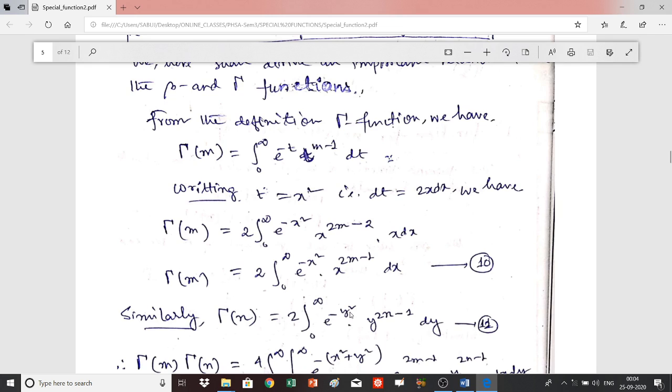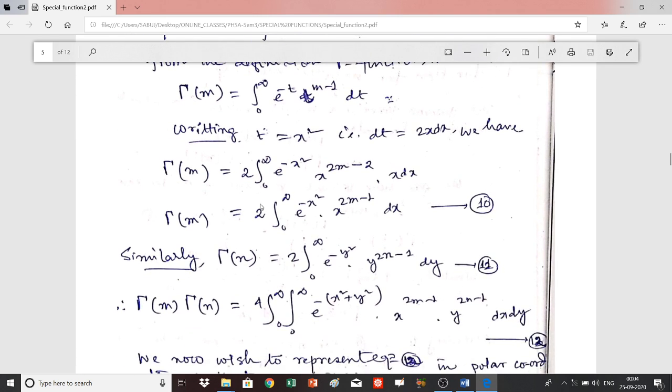gamma n is equal to 2 times the integral from 0 to infinity of e to the power minus y square, y to the power 2n minus 1 dy, just following this relation. Since it is another integer, the variable should be another one, so the variable in this case is taken as y. So this is equation number 11.